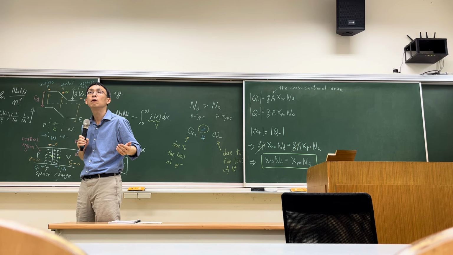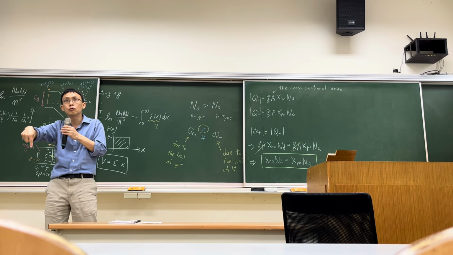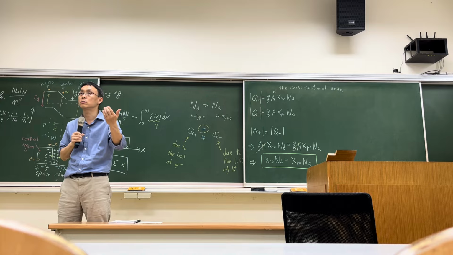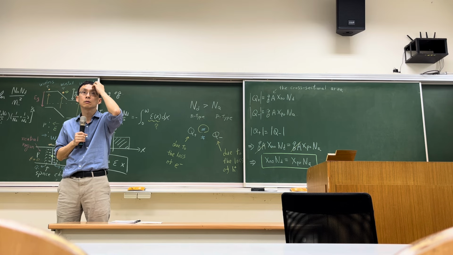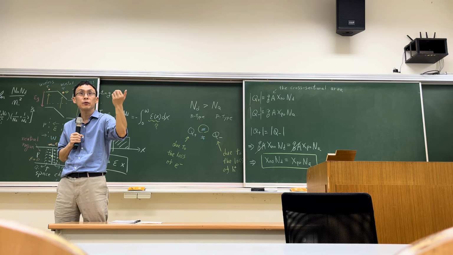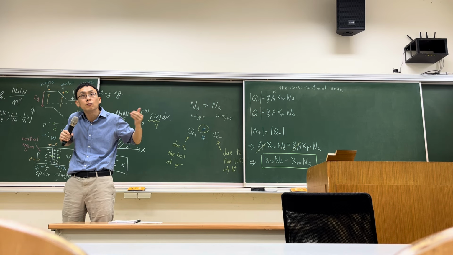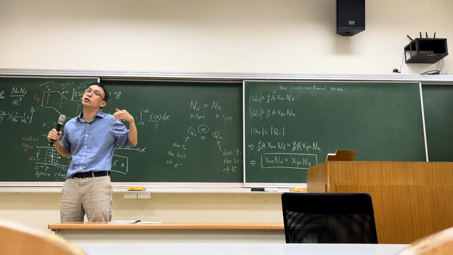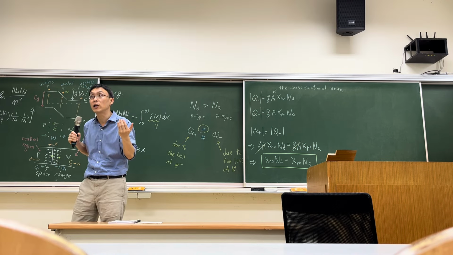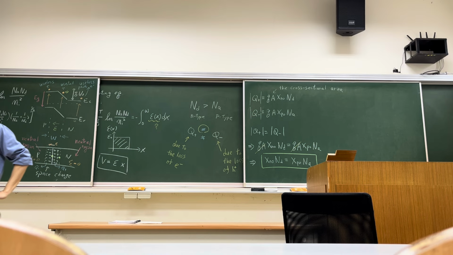What will be the problem if the doping is too low? If you make the P and N too small, what are the issues? Something bad will happen if you make the doping too low. Although you can generate more photocurrents, more photoelectrons, something bad will happen, you know. What is the something bad? You know?